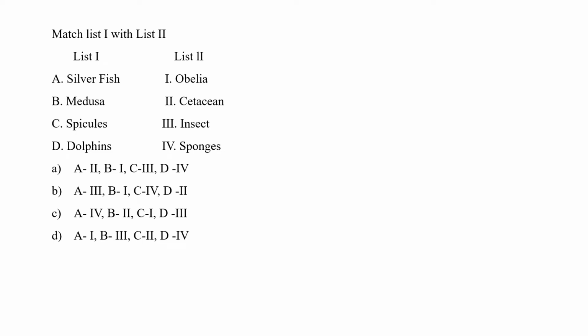And cetacean, genus Delphinus, is an infraorder that comprises 94 species of whales and dolphins. So here the option number D, dolphin, matches with second, cetacean. So the correct answer is A matches with 3, B matches with 1, C matches with 4 and D matches with 2. So the answer is option number B.